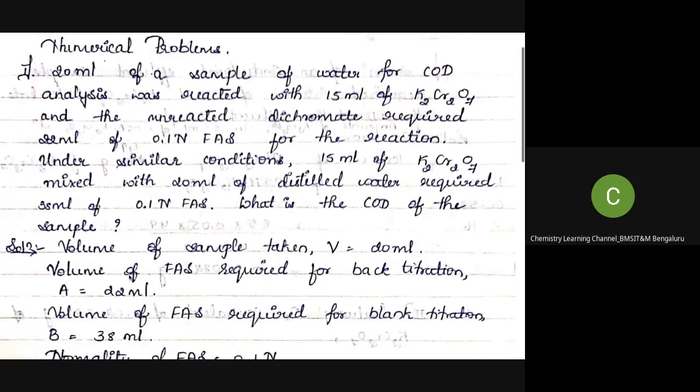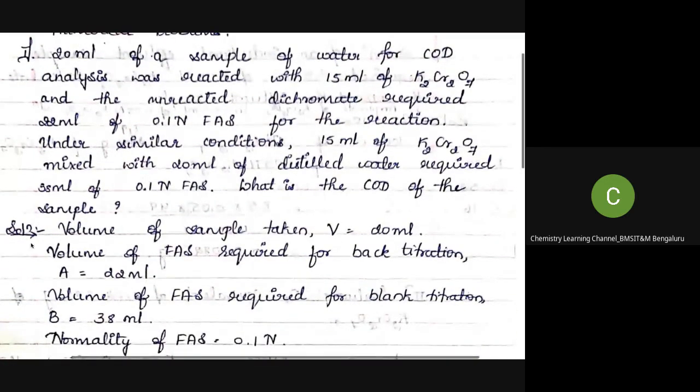So you have to write in detail like this I said, right? Volume of sample taken, volume of FAS required for back titration, for blank titration, and then normality of FAS. So substitute the values. The formula is the same, just a simple direct substitution. The only thing is you need to understand what data is for burette reading, for back titration and for blank titration in these kind of numericals. How much did you get?